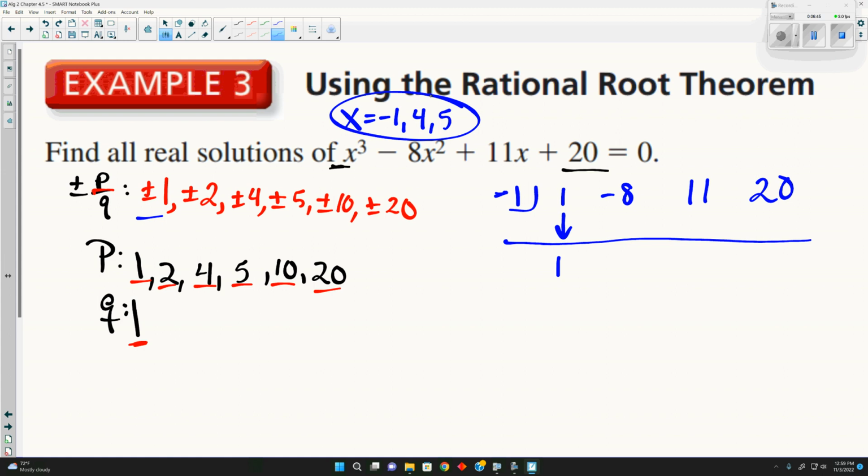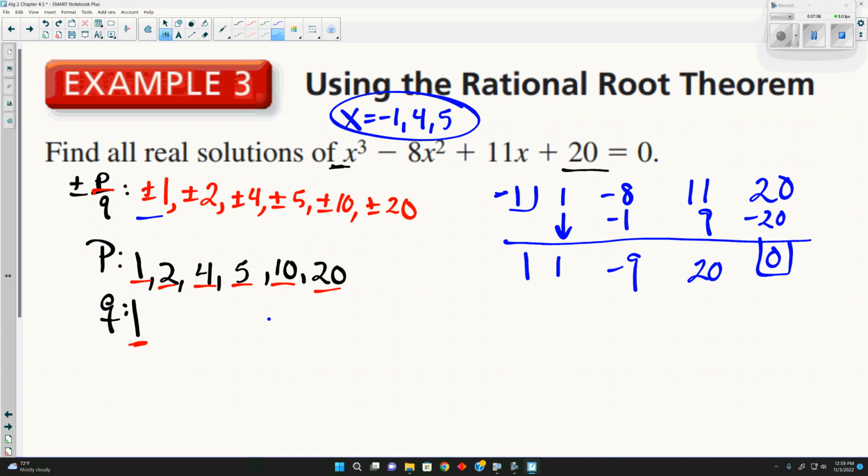That's it. Because if we had tried -1, -1 times 1 is -1. -8 plus -1 is -9. -1 times -9 is 9. 11 plus 9 is 20. -1 times 20 is -20, which indeed does give us a remainder of 0.